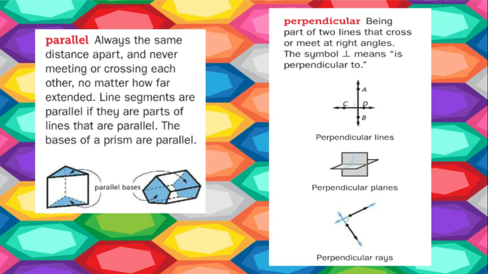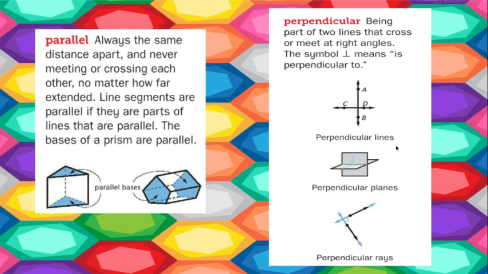And perpendicular lines are almost the exact opposite. Our SRB says, for perpendicular, being part of two lines that cross or meet at right angles. The symbol that looks kind of like an upside down T means it is perpendicular to something. So if you take a look at the picture, the first one shows two lines that are crossing, and when they cross, they make a 90-degree or right angle. Every place where those lines cross forms a 90-degree angle.